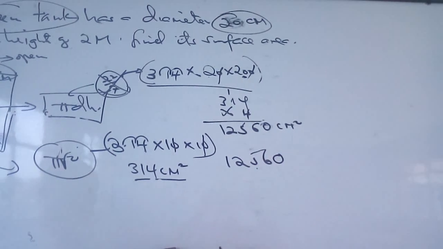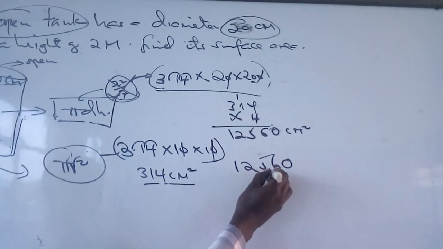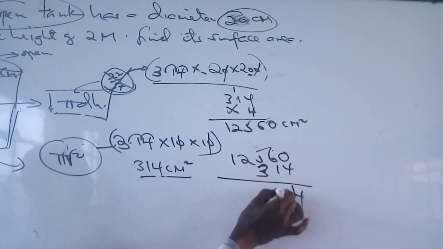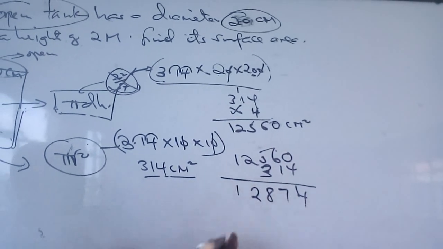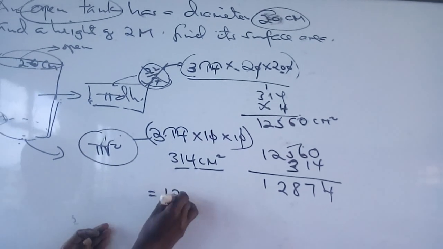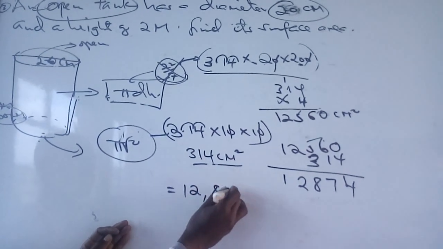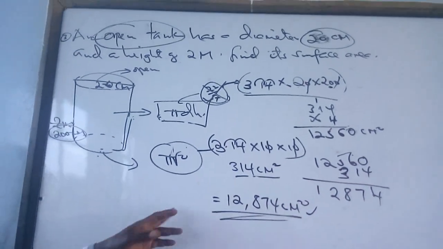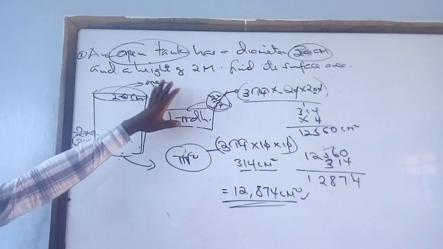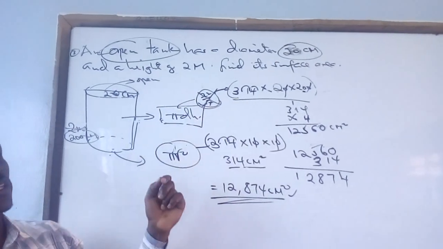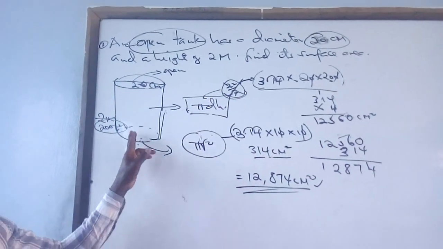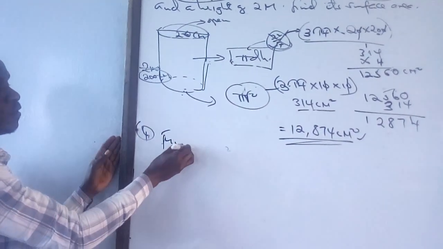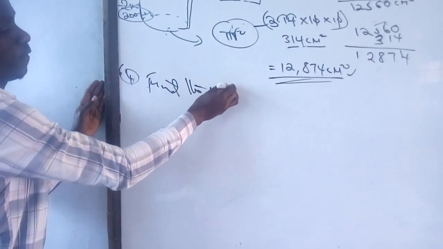So we had these two plus 314. So we can add the 2, 4, here we have 7, we have 8, we have 2, we have 1. So our surface area will be 12,874 centimeters squared. That's an open tank. So any other open object will be done the same way, a curved surface and a circle. Then we are taking the last bit, which we are told to find the surface area.